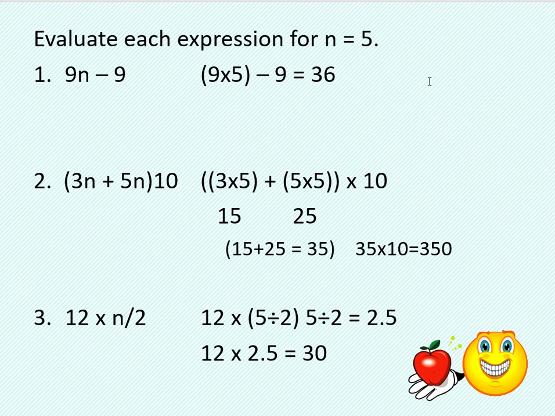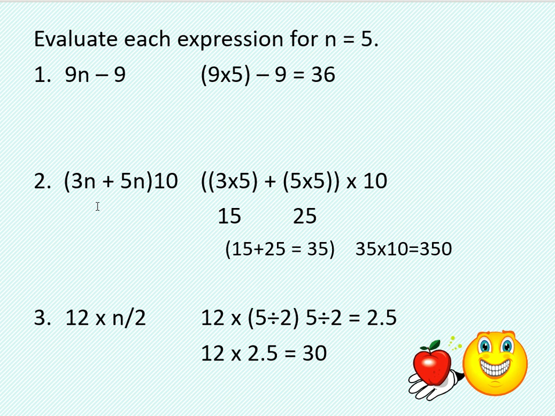All right, here is what you should have when you solve for n equals 5. 9n minus 9, you would do your multiplication first. 9 times 5 is 45. Subtract 9, get 36. For number 2, you add 3n plus 5n, times 10.